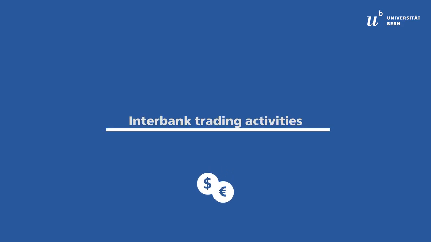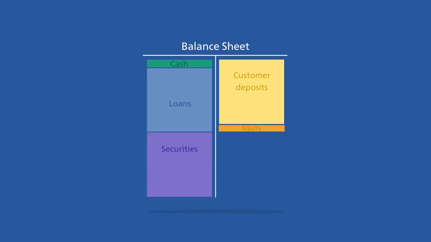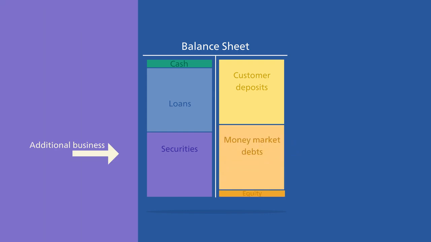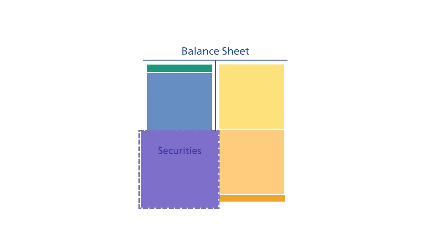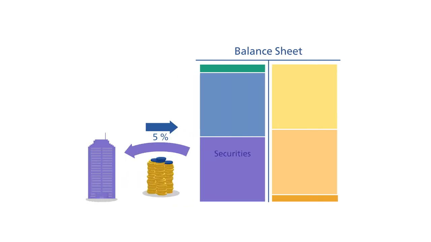How banks trade with each other. To understand the origins of the financial crisis, we need to expand our stylized balance sheet with the trading business and the money market. This is an additional business and an additional form of financing. Banks made large debts on the money markets in order to invest in securities. Here too, the banks tried to earn money through the interest rate spread. Securities are assets owned by the bank on which it can earn revenues.